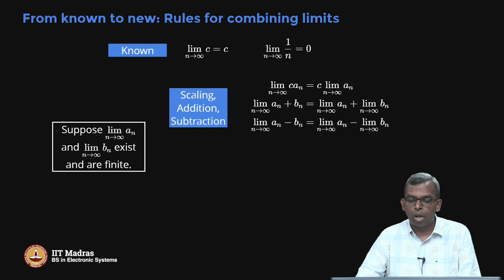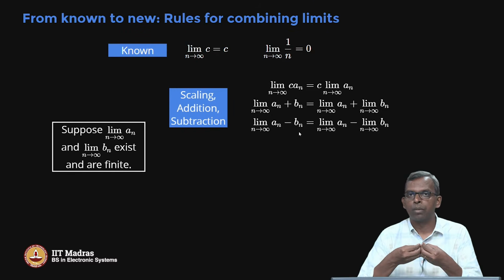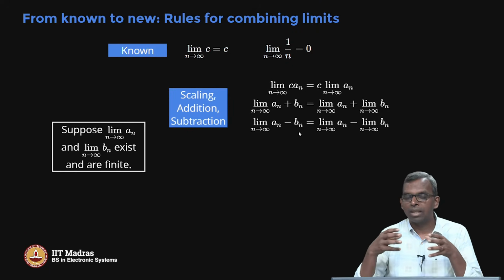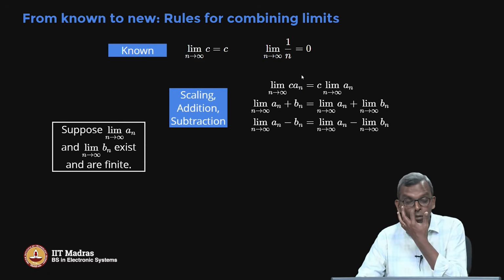So what happens if you scale a sequence? What happens if you add two sequences? What happens if you subtract two sequences? These are the combinations, right? Maybe I know the limit for an and bn. Now I'm going to ask the question: what happens to a constant multiplied by an? What happens to that sequence? Does it have a limit? And if yes, what is the limit?